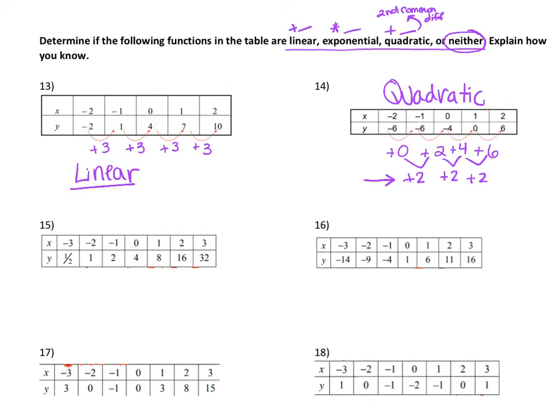All right, let's look at 15. So 15, I'm going 1/2 to 1, 1 to 2, 2 to 4, 4 to 8, 8 to 16. Well, okay, 2 times 2 is 4, times 2 is 8, times 2 is 16, times 2 is 32. So let's try my calculator. 1/2 times 2 is 1. 1 times 2 is 2. So I'm multiplying by a common number each time. So I can see that when I'm multiplying, I know that this is going to be exponential.